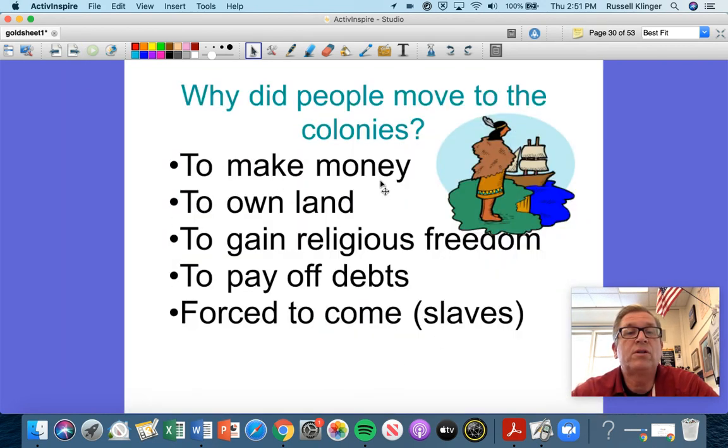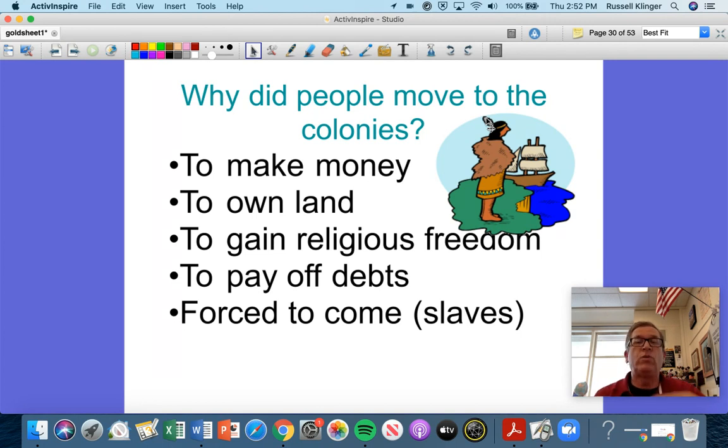So in your notes, here's a few other things to think about. I outlined them here for you. Why do we think people came to the colonies back in 1610, 1620? Well, we know why, because they told us when they wrote their diaries and journals. A lot of them came here to make money. They were poor where they were, and they wanted an opportunity to make money. The second reason is they wanted to own land.